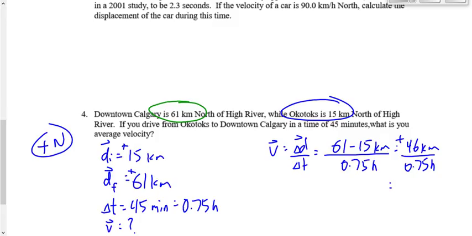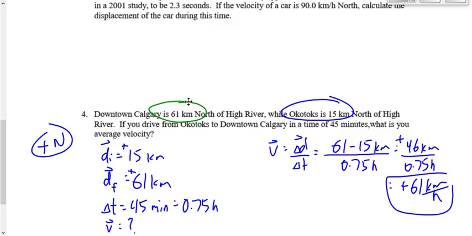61 kilometers per hour. Notice, I don't really have to put the positive there, but I did because I'm reminding myself that this is velocity, which is a vector, which has a direction associated with it, and I defined north as positive. The alternative is I could write the word north in there, 61 kilometers per hour to the north.